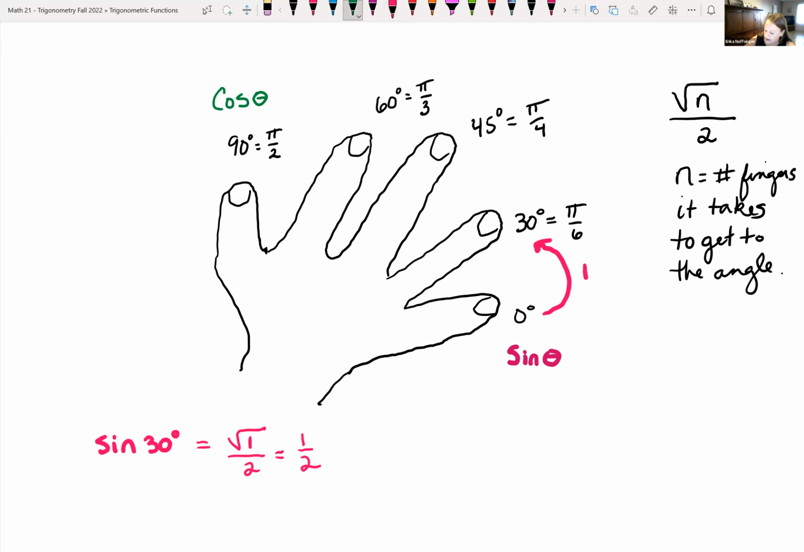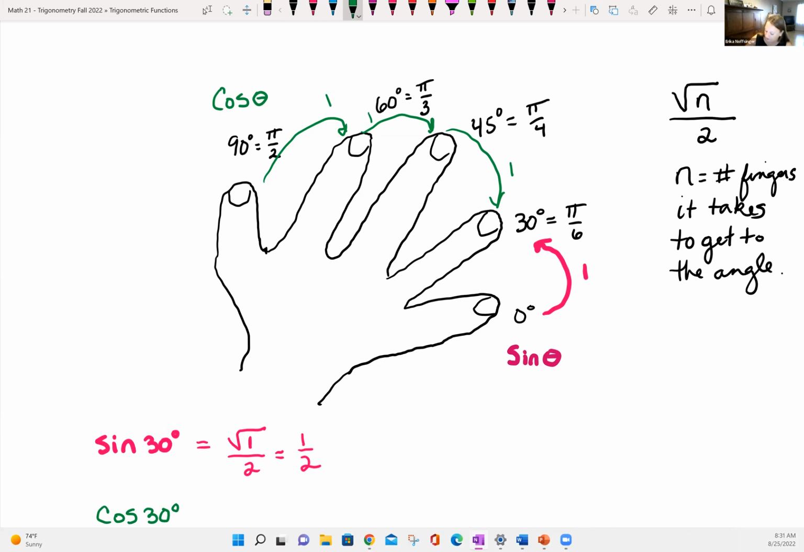Where if I was looking at cosine of 30 degrees, I'm starting at my thumb, and I need to count down to the 30 degrees. So this is 1 finger, another finger, another finger. In this case, I'm counting 3 fingers to get down to 30 degrees. So my n is 3, so it's square root of 3 all over 2.